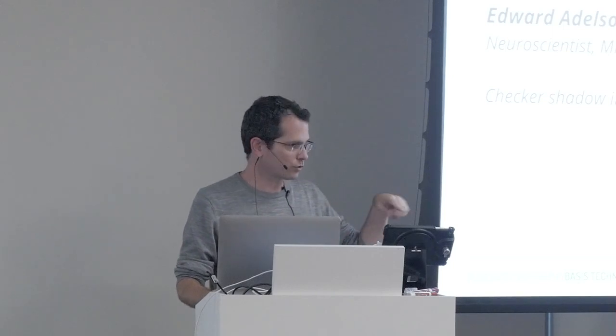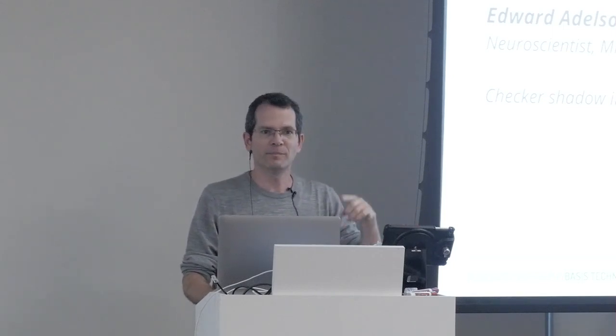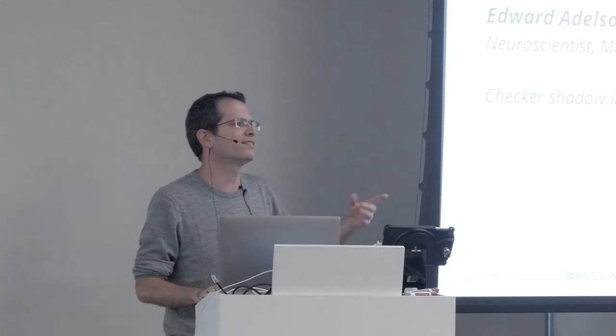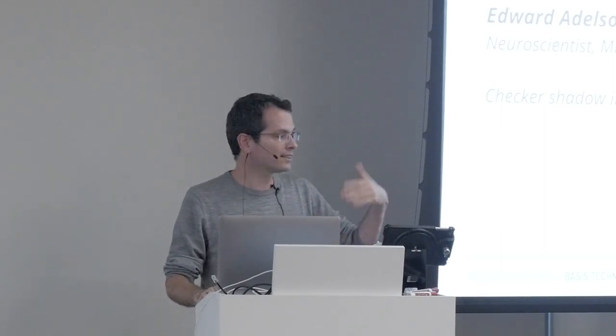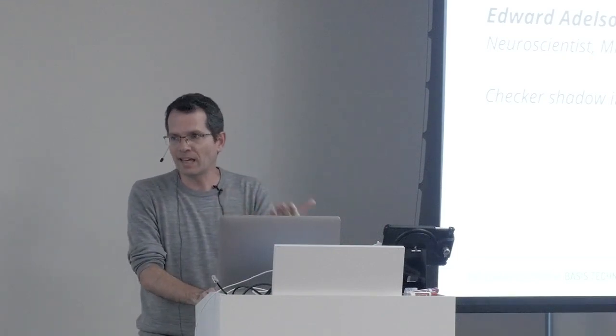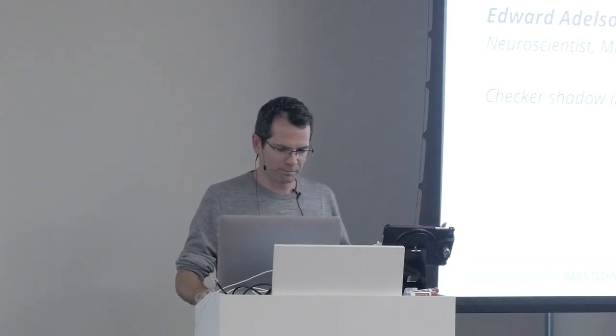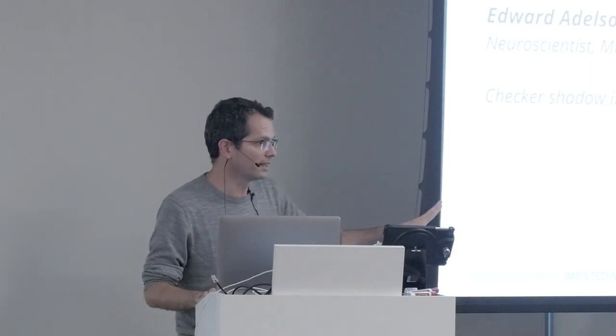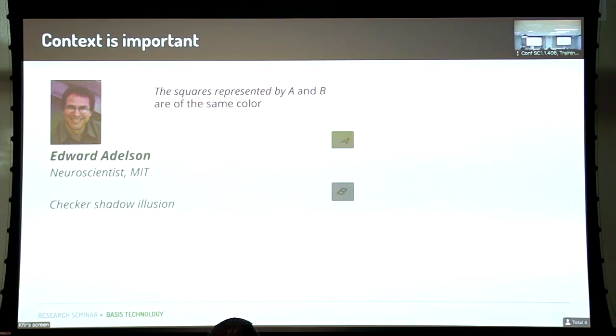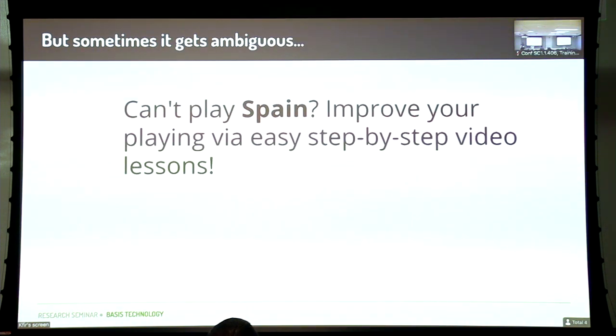It's the context surrounding B that makes us believe that B is a light box in this board, and therefore it has to be lighter than A, right? So it's the context that matters here. And if you don't believe me, just cover everything else. You will see it immediately. I didn't play with the colors. I can promise you that. Okay, so anyway, context is important.